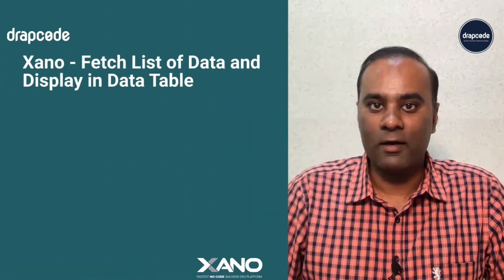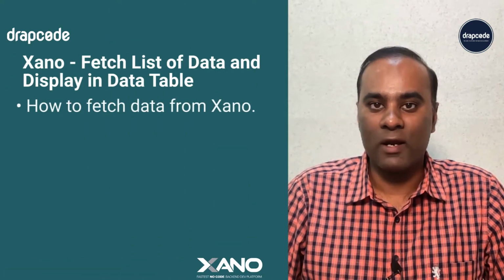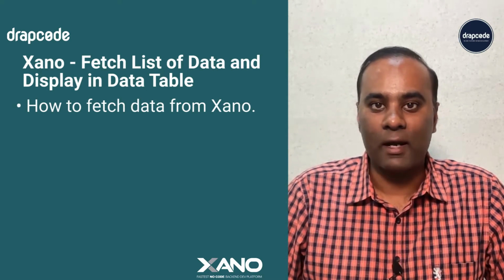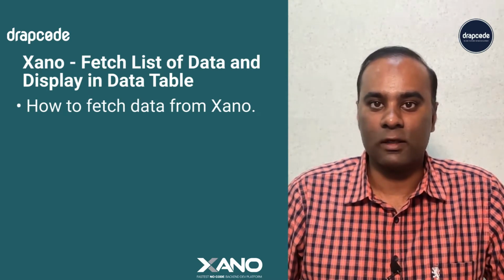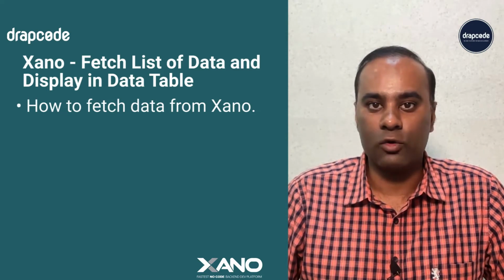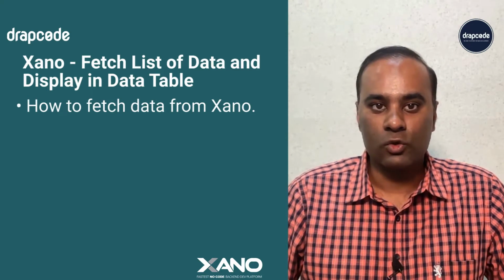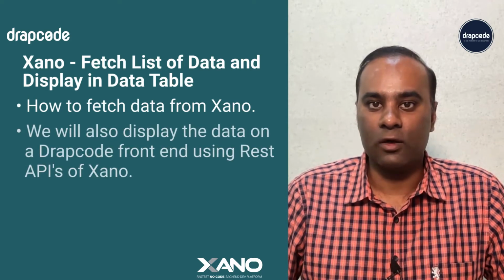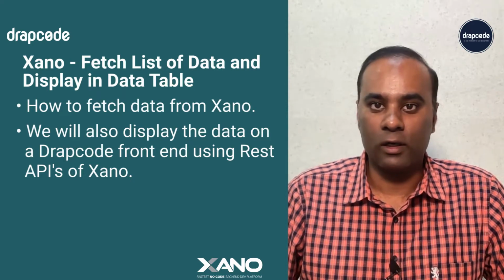So in this video, we will understand how to fetch data from Xano. Xano is a no-code platform to build REST APIs and your database in the backend layer, where you store data, fetch and access the data, and create new records using REST APIs. In this video, we will understand how to fetch data from Xano and display it on a DrapCode frontend or a DrapCode UI builder using REST APIs of Xano.